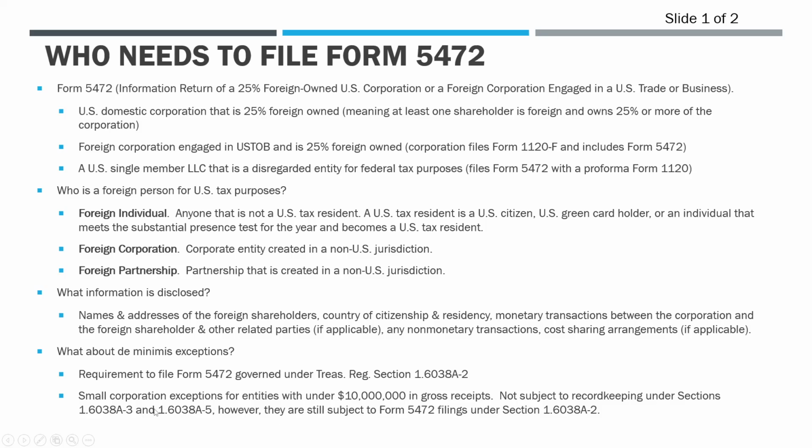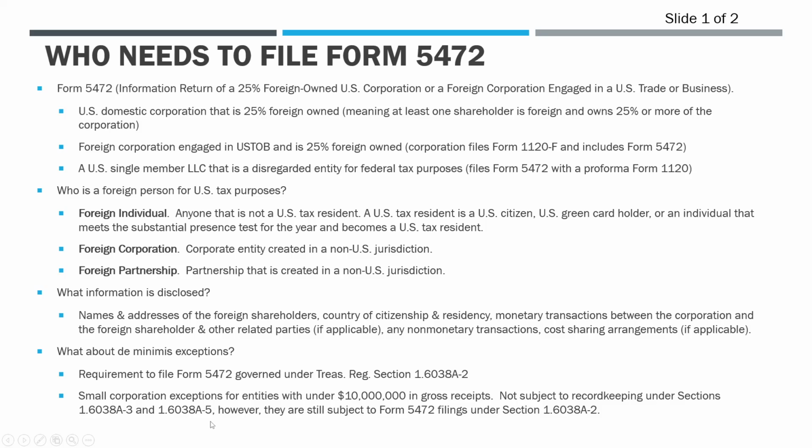There is an exception for small corporations, for entities that have under 10 million in gross receipts. However, this small corporation exception does not exempt you from 6038A-2. So if you're a small company and you're under this 10 mil, you're not subject to the record keeping requirements under 6038A-3 or 6038A-5, right? So 6038A-3 is additional record keeping requirements, and 6038A-5 has to do with appointing the domestic corporation as your agent for that foreign affiliate.